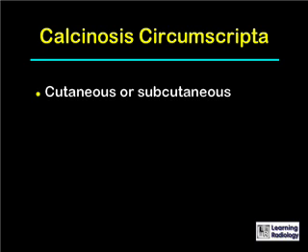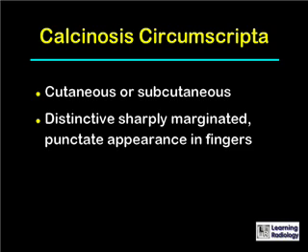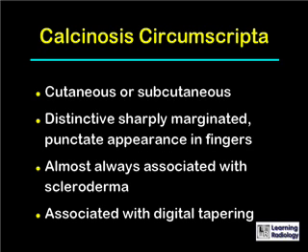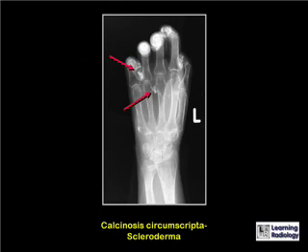Calcification within hands. Calcinosis circumscripta represents cutaneous or subcutaneous calcification. It has a distinctive, sharply marginated, punctate appearance in the fingers. It is almost always associated with scleroderma, and it is associated frequently with digital tapering, acroosteolysis.